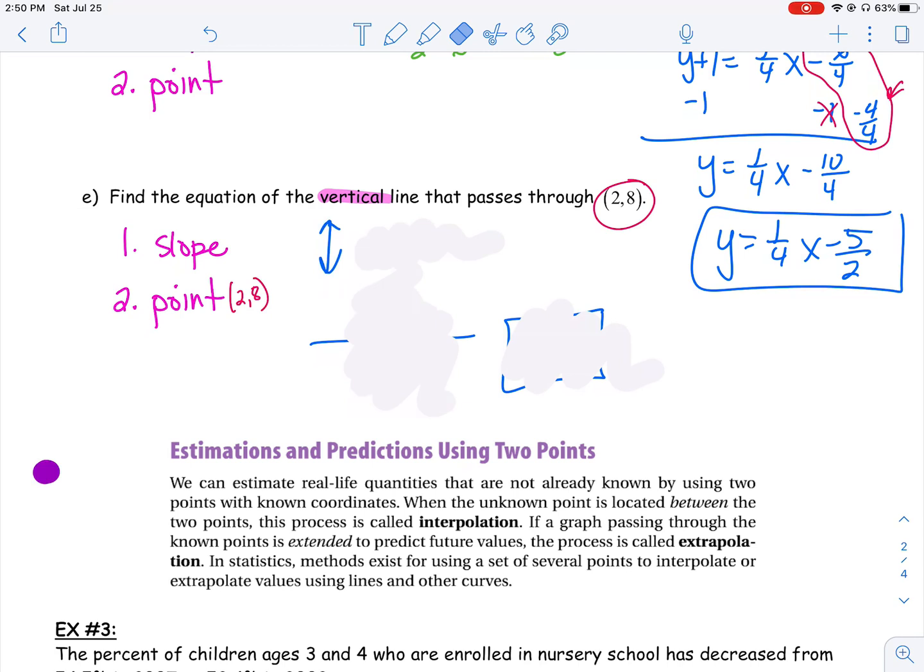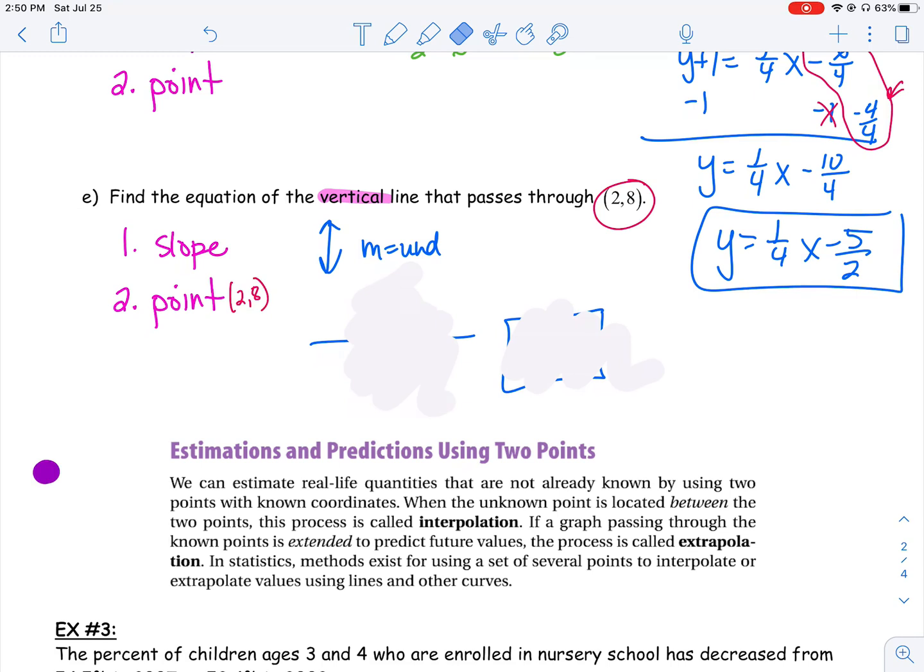I know that a vertical line looks like this. Do we know what the slope of a vertical line is? Well, hopefully you do. Hopefully you remember that the slope of any vertical line is undefined. The problem is we can't really plug in an undefined into our point slope formula like we've been doing when they actually give us a slope. So this one's going to be a little bit different.